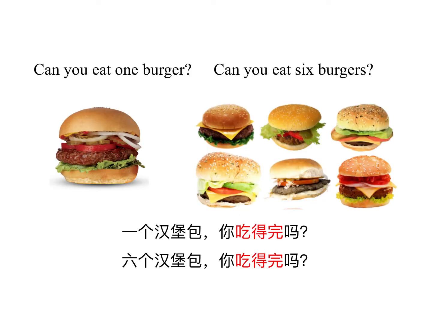Let's see more examples. Can you eat one burger? One burger? 一个汉堡包, right? Can you finish it? Can you eat all of them? You can ask, 你吃得完吗? So the affirmative answer is 我吃得完. The negative form is 我吃不完. We use 不 in the middle. How about 6? 6个汉堡包,你吃得完吗? If yes, you can say 是的,我吃得完. If no, you can say 不,我吃不完.